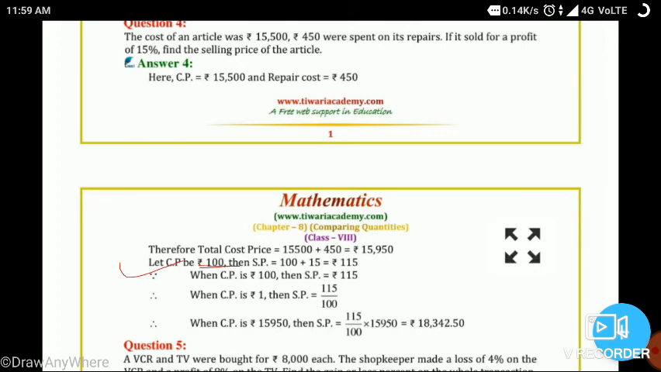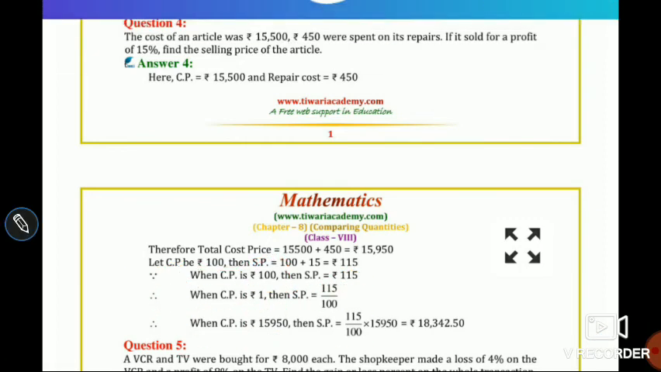Here we suppose this CP. Suppose CP is 100, then SP is equal to 115. Then suppose CP is rupees 1, then SP is equal to how much? So we just cross multiply and put this into the denominator. So 115 upon 100, right?